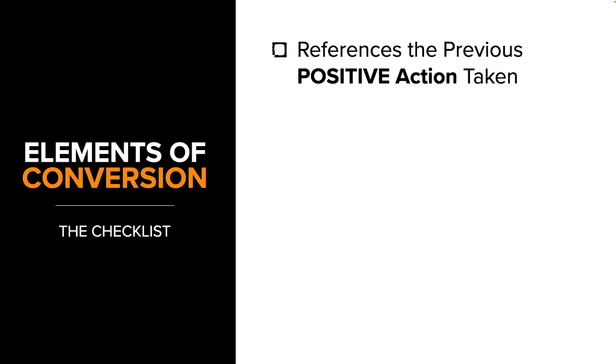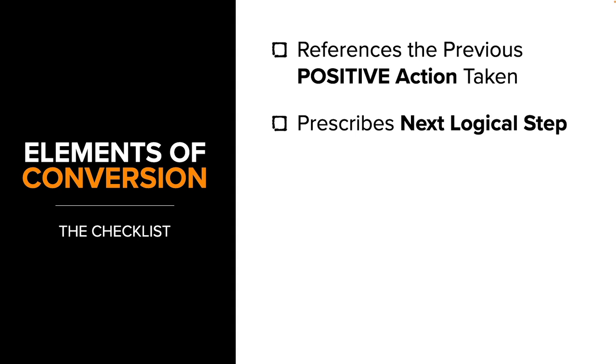Now let's take a look at the conversion checklist. What are the things that need to be present in each and every conversion campaign? The first thing is we need to make sure we're referencing the previous positive action taken. Now remember, positive. Never reference a negative action. Never reference something the subscriber didn't do. Never say, you're only getting this email because you didn't open my last one. We don't want to talk about that. We want to move on.